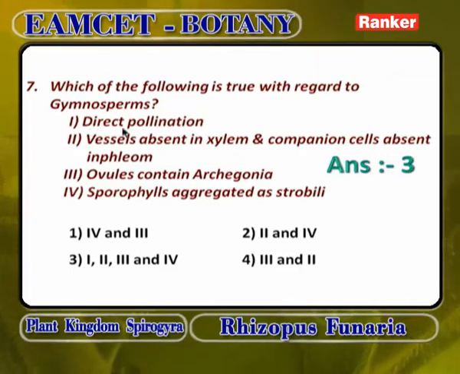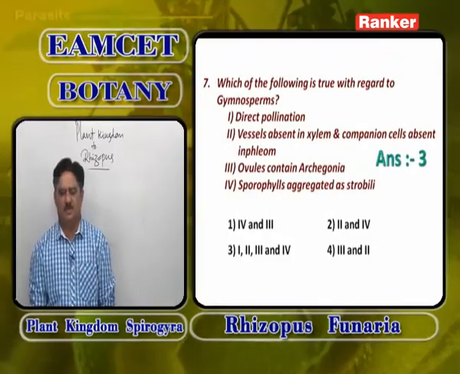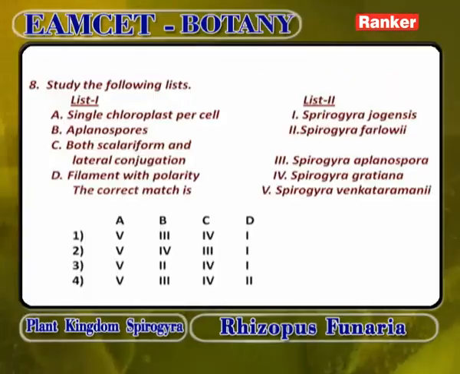So, definitely direct pollination. Vessels absent in xylem, companion cells absent in phloem. Definitely vessels are absent in xylem, companion cells are absent in phloem, and they are replaced by albuminous cells. Ovules contain archegonia. So, definitely each ovule in Cycas contains 2 to 6 or 2 to 8 archegonia. Sporophylls are aggregated as strobili. Sporophylls means spore bearing leaves. They are aggregated to form cones or strobili. Male cone is very much present in Cycas. So, which of the following is true regarding gymnosperms is all the 4. 1, 2, 3, 4. So, answer will be 3.